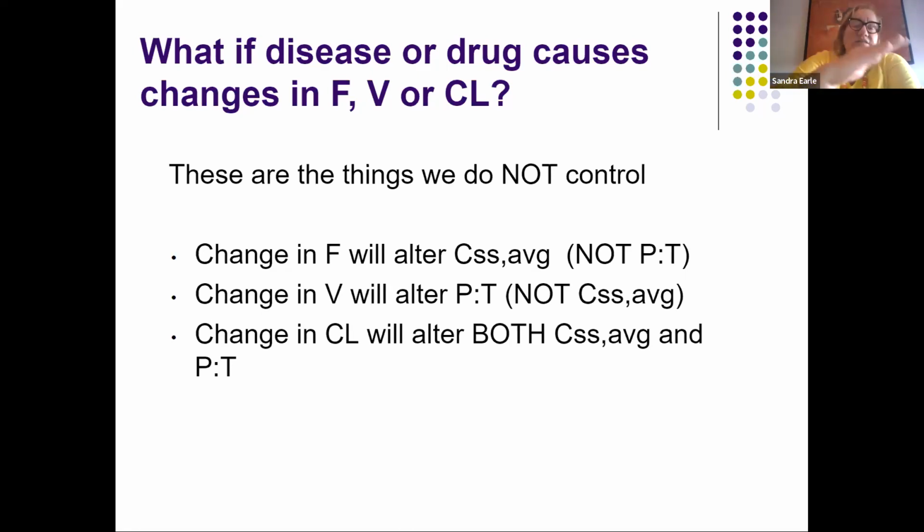If your clearance increases, the drug is going to be removed more quickly, and the slope of your line is going to get steeper. So you're going to see a change in K, or a change in your elimination rate constant, and therefore a change in peak to trough ratio. So you'll need to alter your dose interval to accommodate that. So you're going to have to change both dose rate and dose interval.